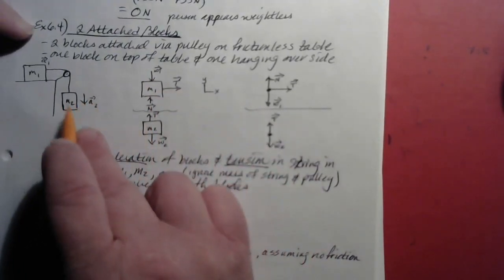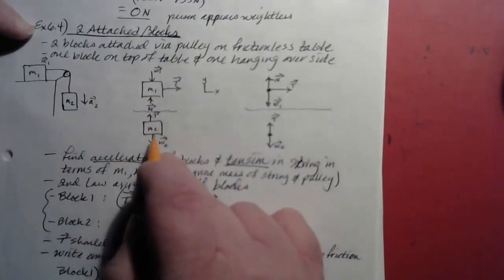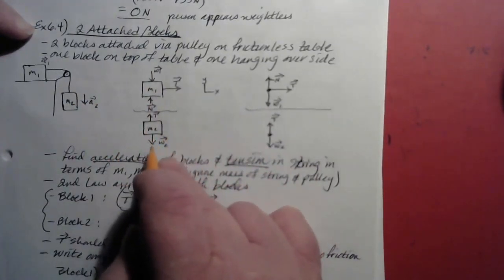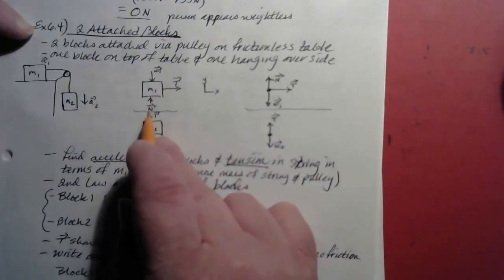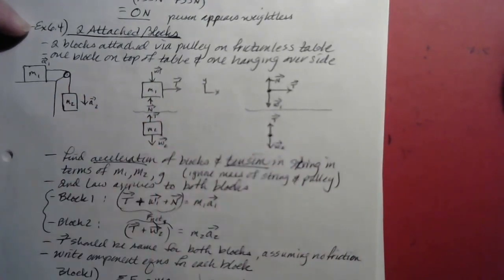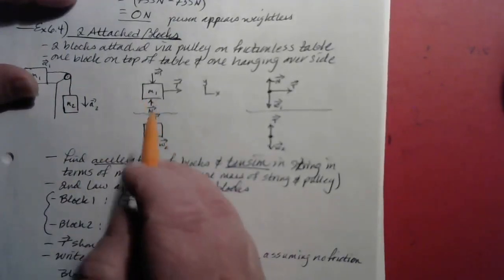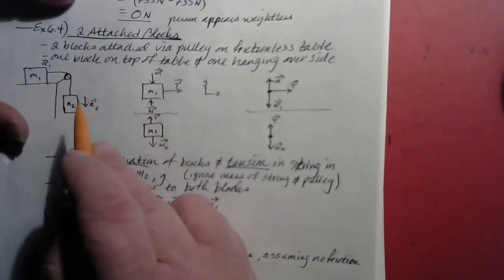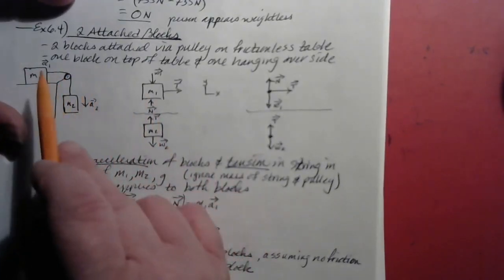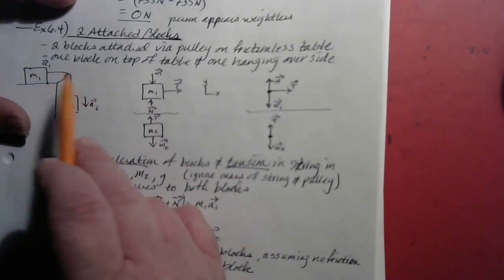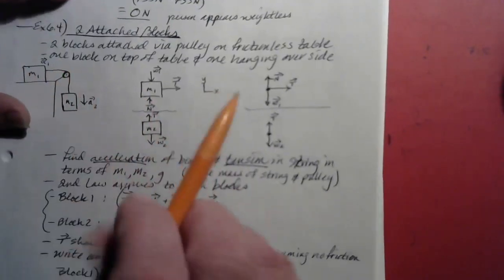The block labeled mass 2 has a weight that's pressing downward, and it also has the tension pulling it upward. And those are the only forces involved on block M2. And the tension in the cord, in this case, does not balance out the weight. So there will be an acceleration downward for block 2, and that results in an acceleration to the right for block 1.